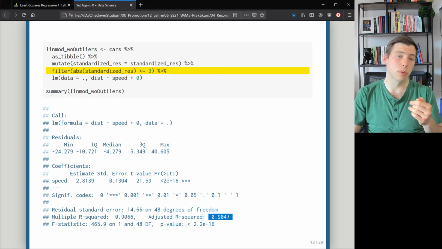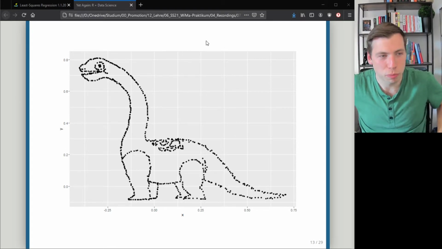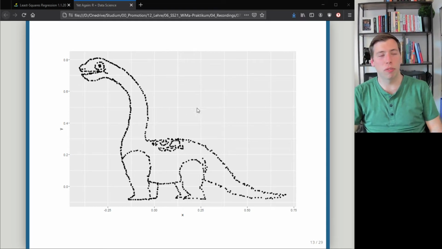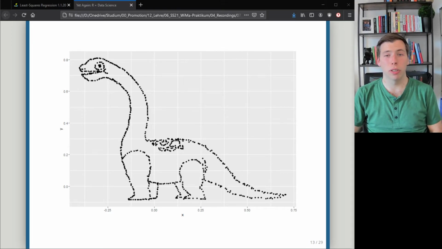Let's move on to multiple linear models, but before that, of course, I owe you a dinosaur, so here's that. I'm especially proud of the fact that I also plotted the nose of this dinosaur. So these are two holes where the dinosaur is breathing through. Just for your information, I'm proud of that. And now that you've seen that, we can move on to multiple linear models.